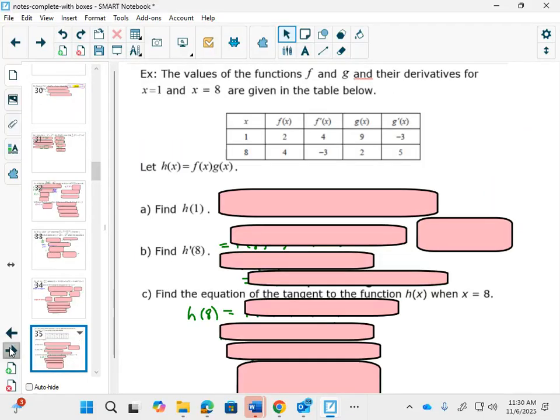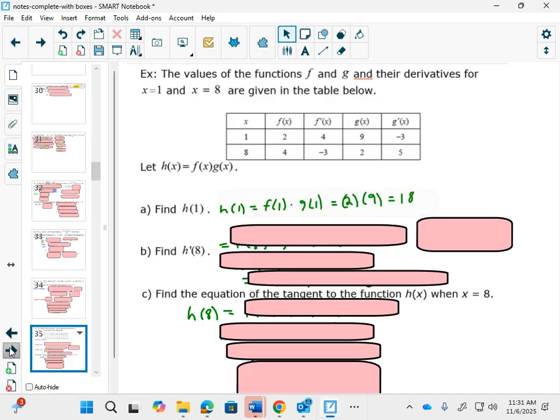All right, so next example. Oh, this is very AP style. They give you a chart of values. A chart of values for f and g and their derivatives at 1 and 8 are given. And you know that h of x is f of x times g of x. This is product rule, right? Something times something else. So if you wanted to find h of 1, well, it's not a derivative. We just plug in f of 1 and g of 1. So h of 1 would be 2 times 9, which is 18.